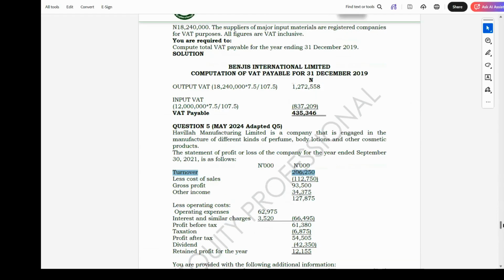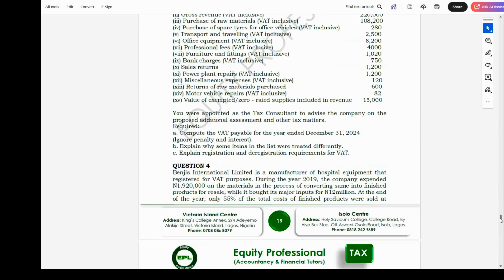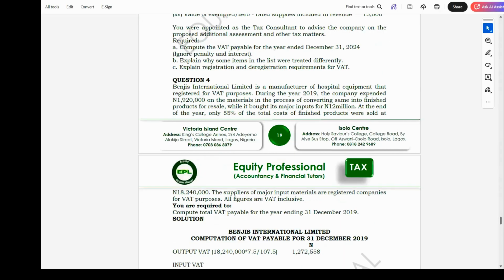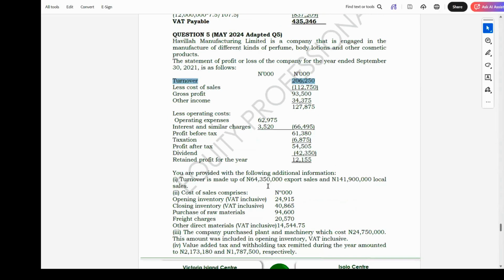But from the notes in the question, the examiner told us that turnover is made up of 64,350 export sales and 141,900 local sales. Which of these sales will be liable to VAT? Who can remind us? Is it the total sales? Which of the sales will be liable to VAT?